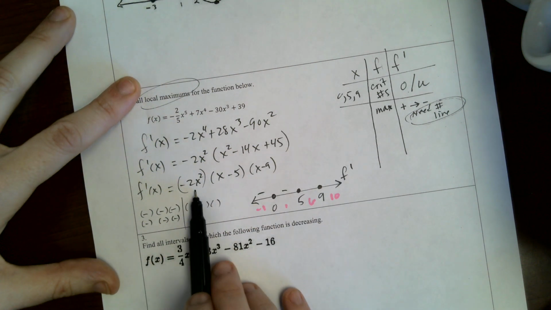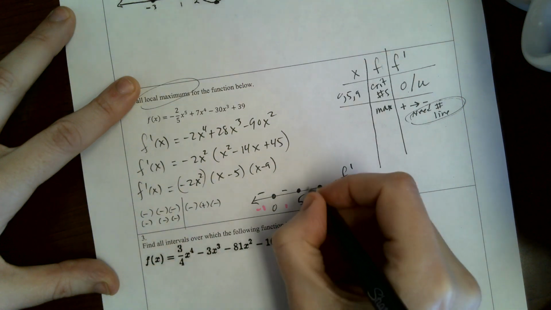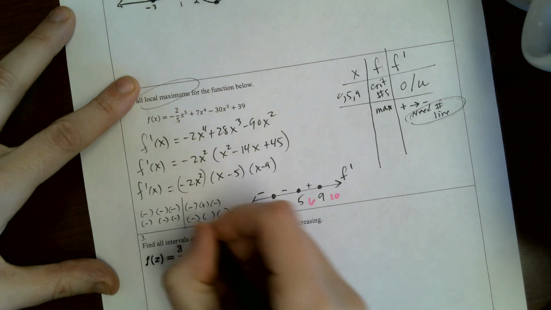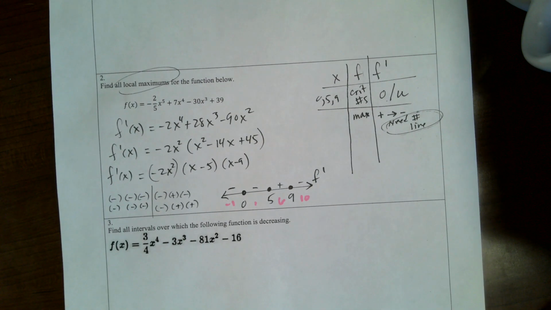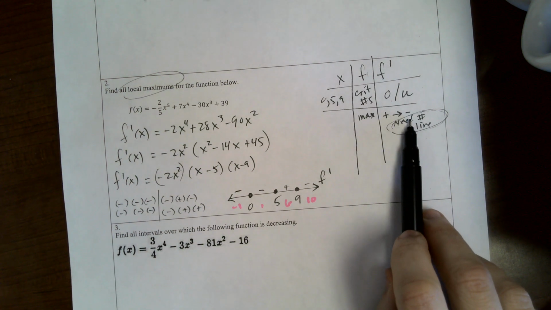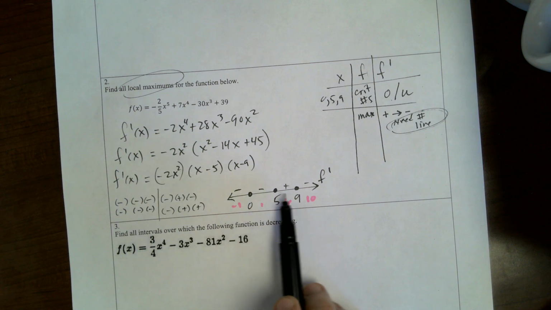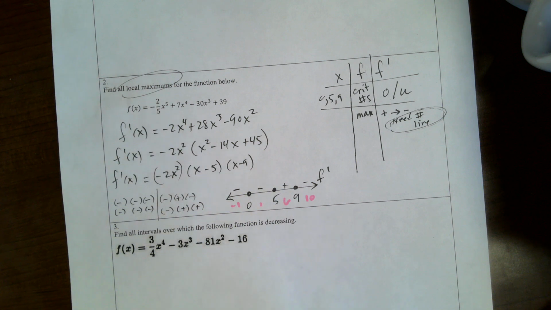Plugging in 6, I'm getting a negative, positive, negative, positive. Then we're plugging in 10: negative, positive, positive, negative. Okay, guys, we're looking for a positive to negative sign change. Here there's no sign change. Here, negative to positive. Here is where we've got positive to negative.